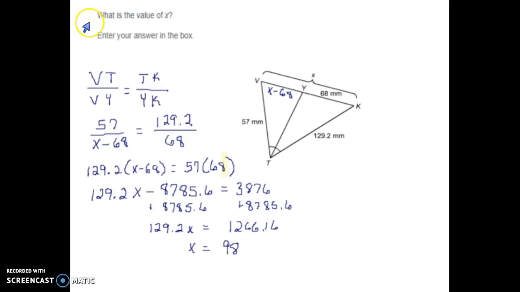All right, this is some help with the 1.08 quiz. So the first one on the quiz is: what is the value of x? x we can see is right here, the whole segment.